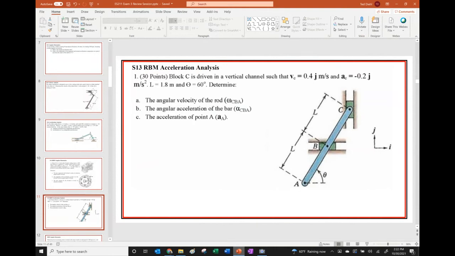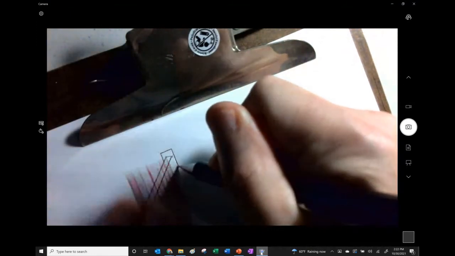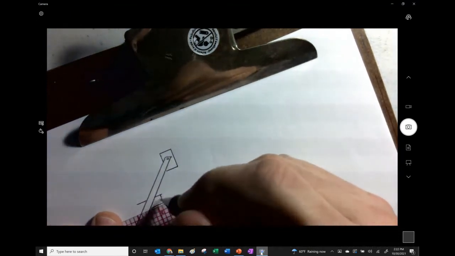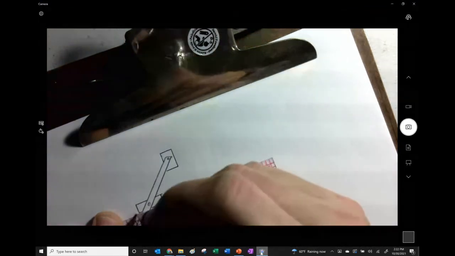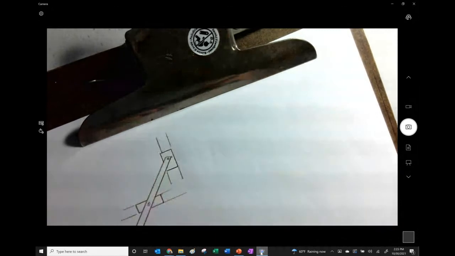Let me take a look and write down the basics of the problem here. I'll do it while you see my camera, because that'll make more sense. We have a piston right here, and we have a piston right here. This one has to go horizontal. This one has to go vertical. And so I can just move the camera right there.